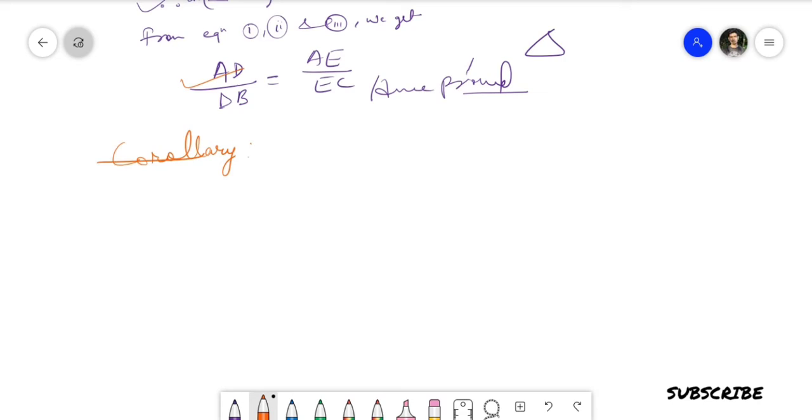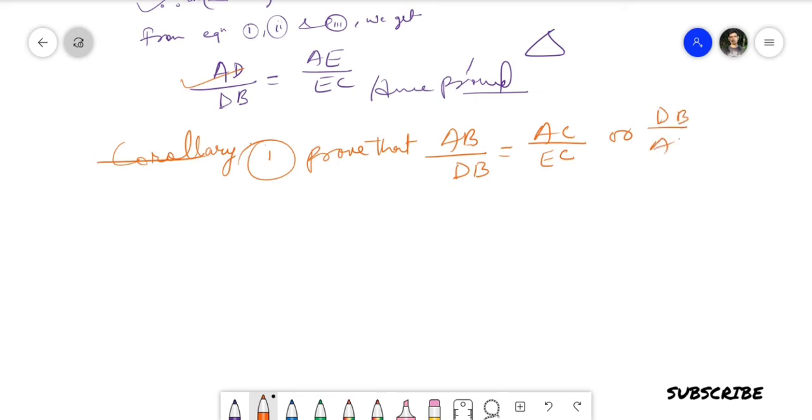For example, question number 1, or Roman numeral 1, we will be asked to prove that AB by DB is equal to AC by EC, or we can say the same thing, DB by AB is equal to EC by AC. So we have the reciprocal, so we took DB up and AB down, here both are the same, both should be equal, okay.